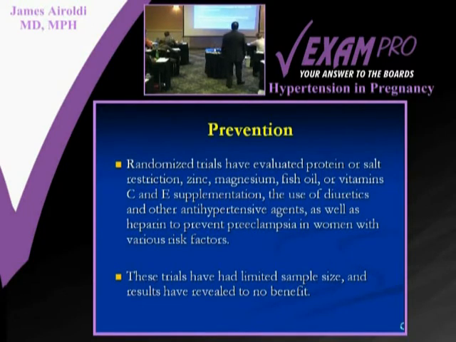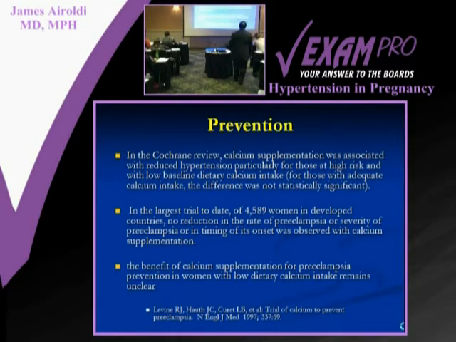Prevention: we've looked at zinc, magnesium, salt restriction, protein restriction, fish oils, vitamin C and E. Those studies have clearly failed. Diuretics, nothing really seems to have helped. Cochrane review, calcium supplementation was one thing. It was associated with reduced hypertension, particularly for those at high risk.